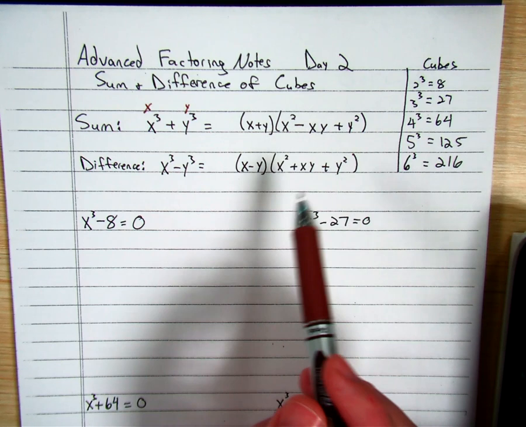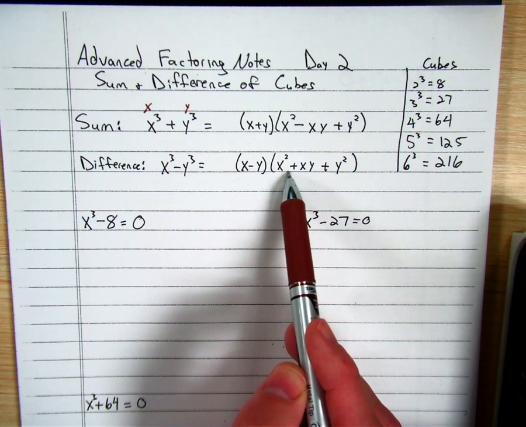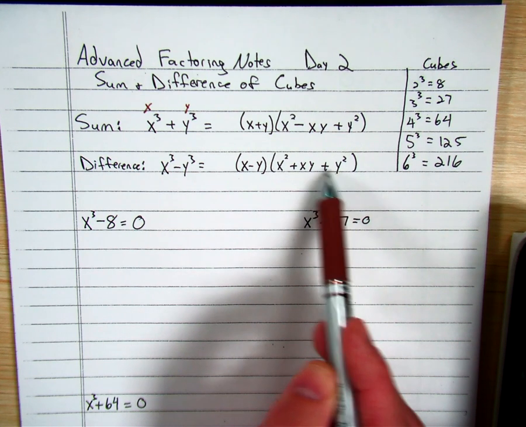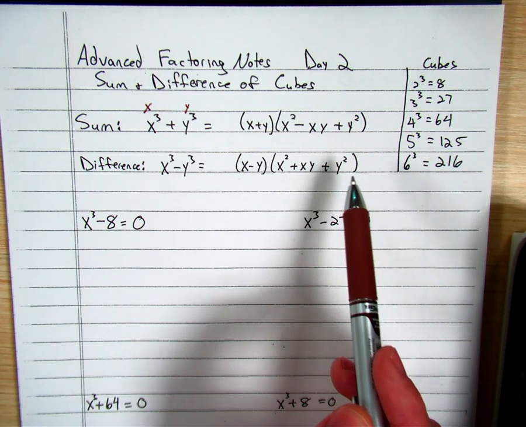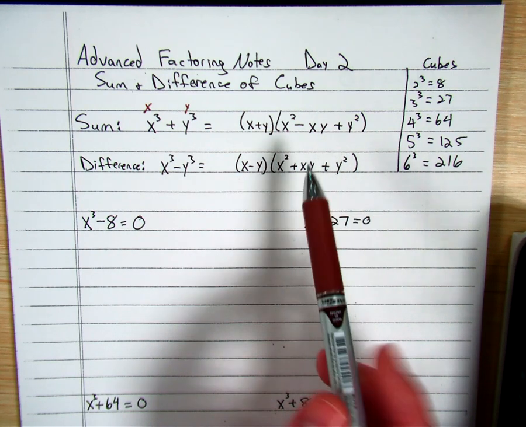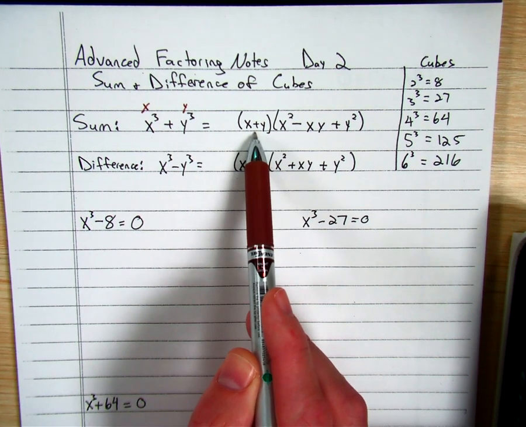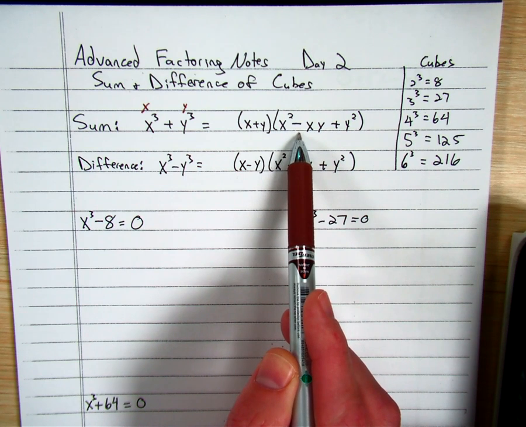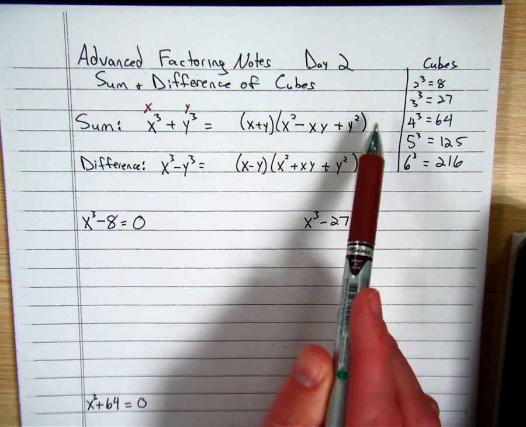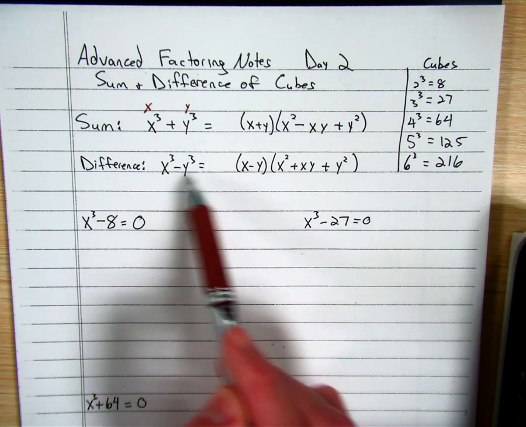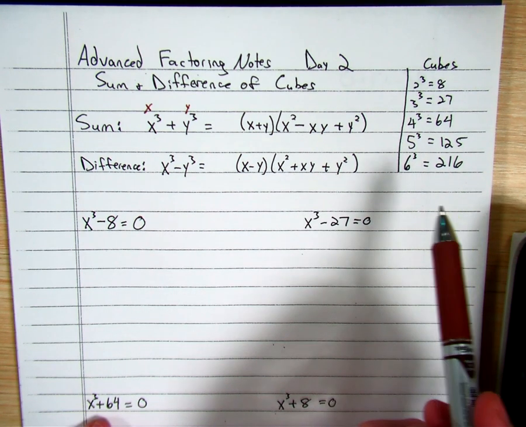In the difference spot, we have x minus y, x squared plus xy plus y squared. So it's exactly the same stuff, just the signs change. How are you going to remember that? If it's a sum, the first one's a plus, the second sign's a minus, and this last spot is always plus y squared, or your back one squared. If it's the difference, we have a minus and then a plus, and again the last one's always a plus.